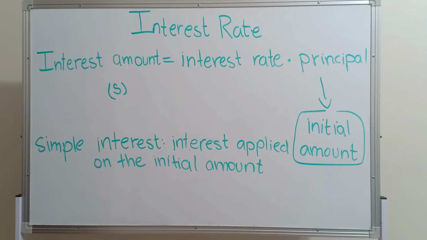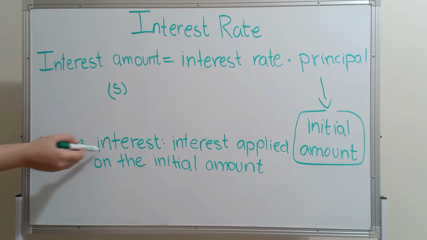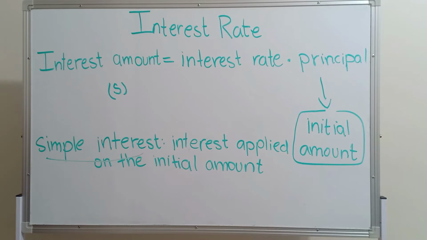Also, there is simple interest. There are a few vocabulary words that we need to know. So, for interest rate, we said it is a percent that is used to calculate interest on the principal. Then there is principal, which is the initial amount. And then we have simple interest, which is the interest that is applied on the initial amount. So these are our vocabulary words that we need to know.